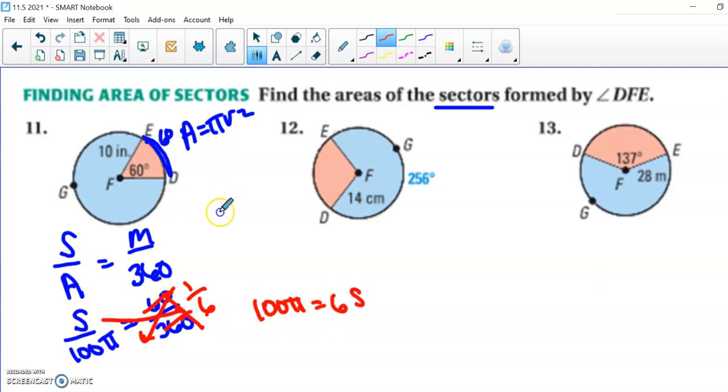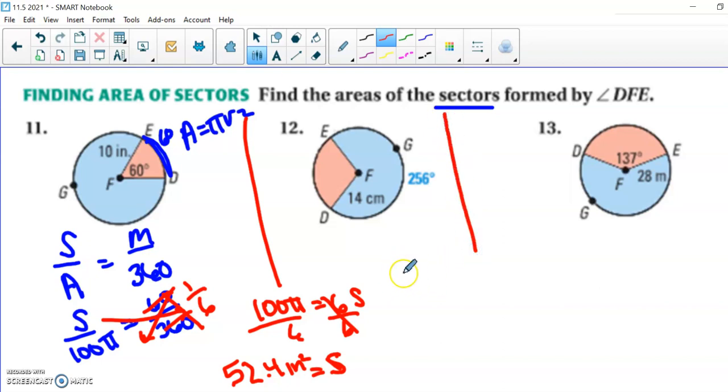S is the area of our sector. Divide each side by 6. Oops, I'm calling it S equals. So I'm going to take 100 pi and divide that by 6. And I get about 52.35. Does it tell us how to round? No. So we're just going to say 52.4, we'll call it. And that would be square inches. Let's try another one.